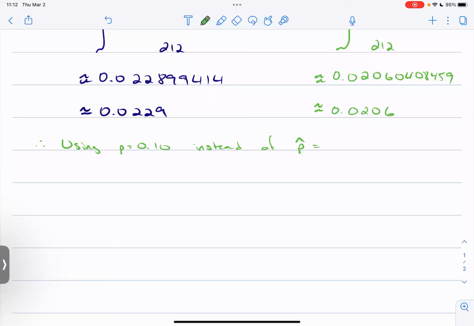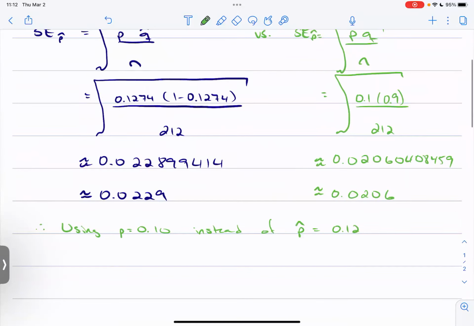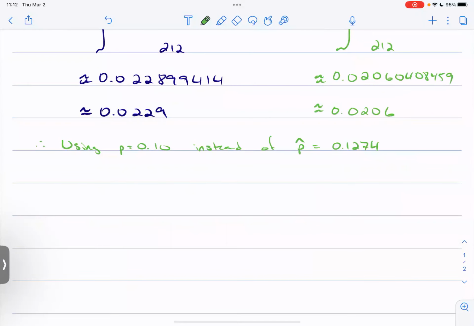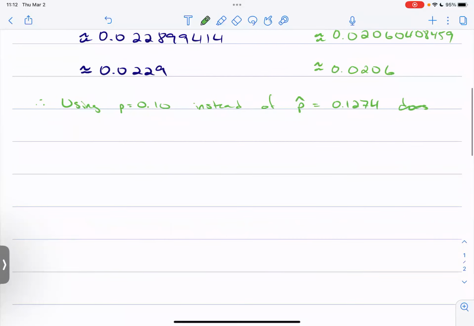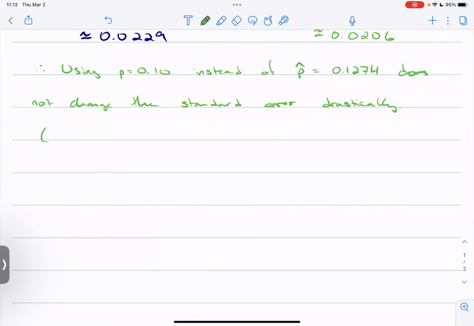The campus kid. So instead of using 0.12, what was it? 74? I'm gonna say it does not change the standard error drastically. All right. 2.29% versus 2.06%.